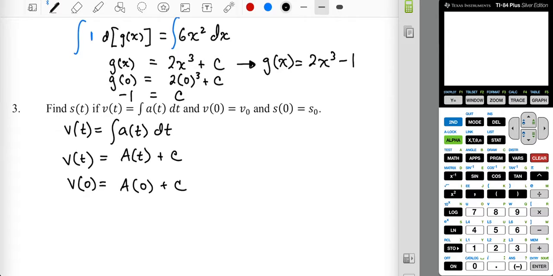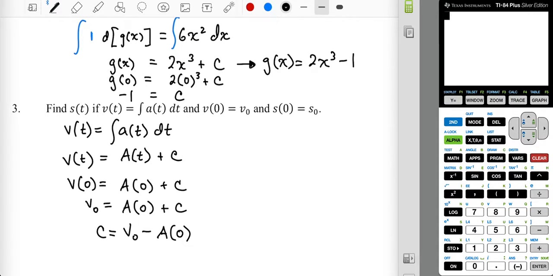And what I'll get is a lowercase v sub 0, or lowercase, uppercase. It doesn't matter for the v's just yet. It does matter with the a's. All right. A of 0 plus c. All right, so I can now solve for c by saying that it's equal to v sub 0 minus a of 0.